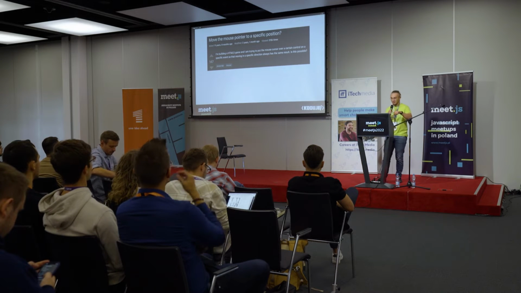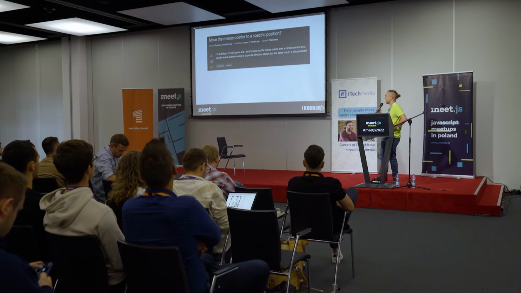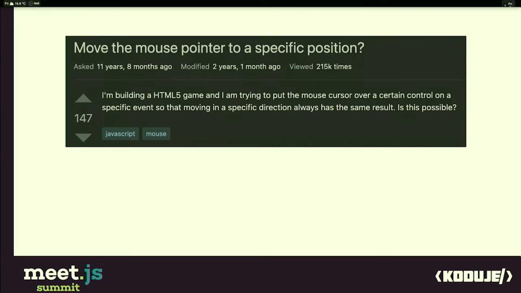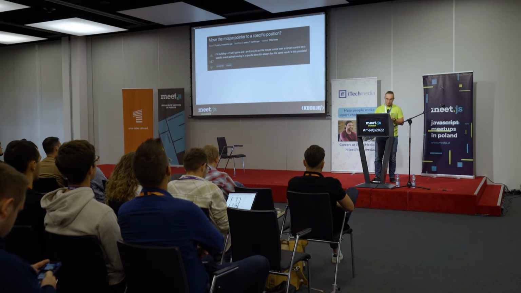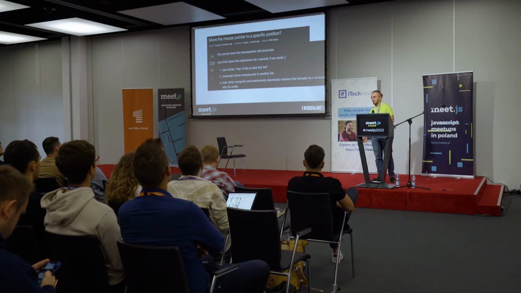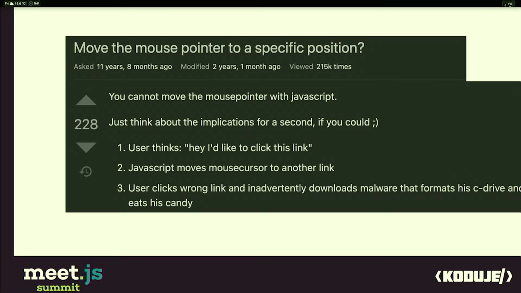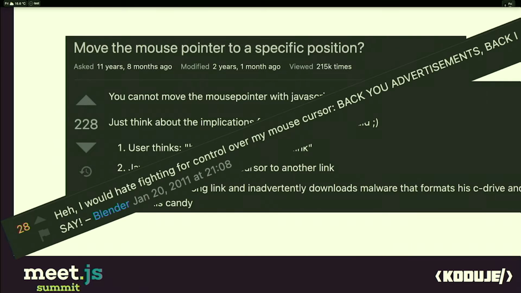So 11 years ago, there was this question asked on Stack Overflow: can you move the mouse pointer to a specific position with JavaScript? And I know this because I actually Googled for a similar thing 11 years ago. That cannot be done in pure JavaScript, and for very good reasons, mainly security. Imagine that you're visiting a site that you don't necessarily trust, and they are able to move your mouse pointer wherever they want. You will be actually fighting the advertisers to have control over your mouse.